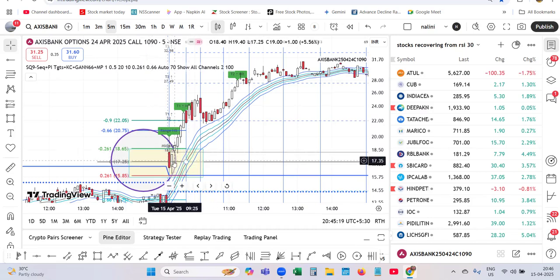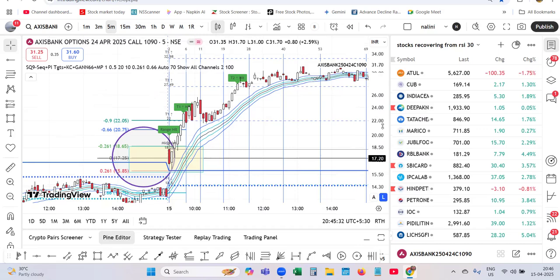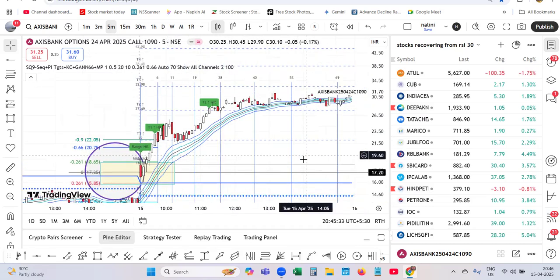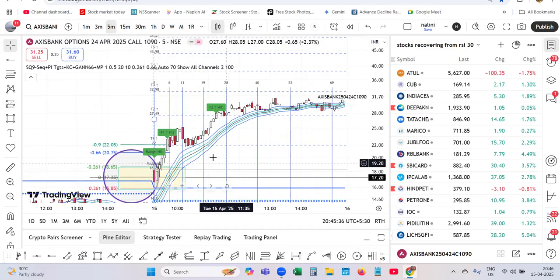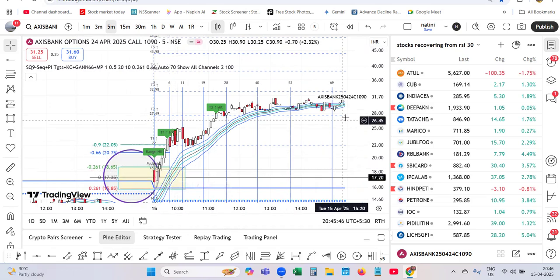So in between 30 and, it will be around 15 degrees. Already it has moved. That is a positive thing. You can enter into the target. Axis Bank was very good, it has given a very good profit, and it rallied from 17.5. If you would have entered here, it rallied up to 31.